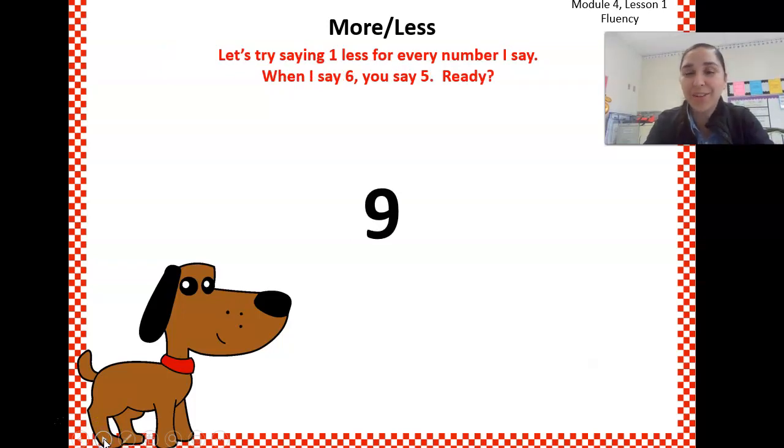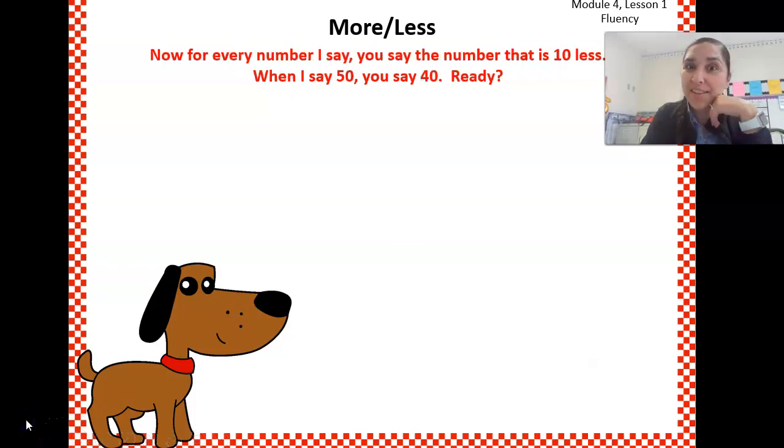Nine. When I say 9, you say, get ready. Yes, 8. When I say 11, you say, get ready. Yes, 10. When I say 14, you say, get ready. Yes, 13. When I say 19, you say, get ready. Yes, 18. Now for every number I say, you say the number that is 10 less.